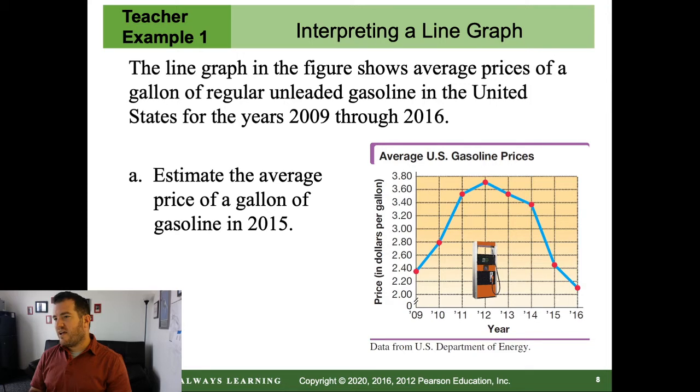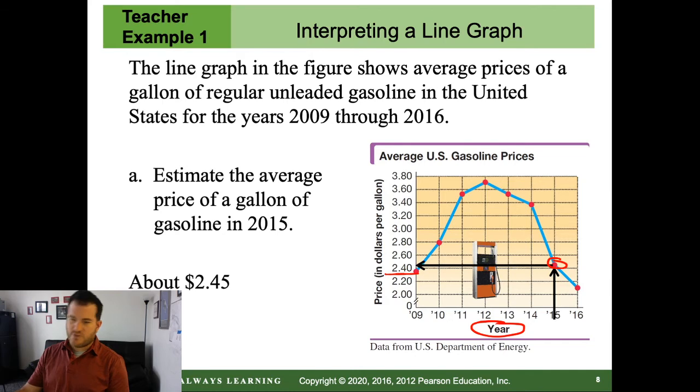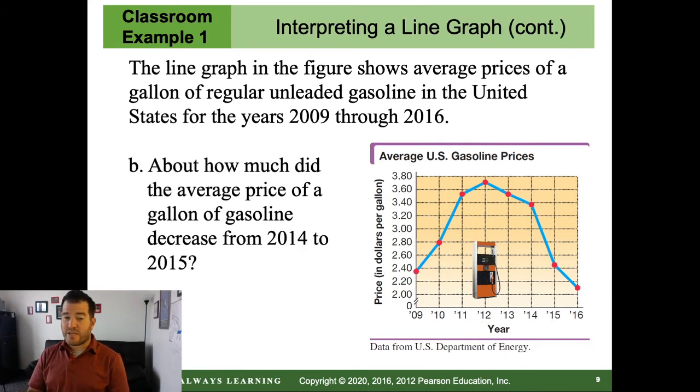So this says, the line graph in the figure shows average prices of a gallon of regular unleaded gasoline in the United States for the years 2009 through 2016. Estimate the average price of a gallon of gas in 2015. So down here is your years. I'm going to go to 2015, come up here, and it's right there. If I go across, it's just a little bit above, so I'm going to say 245. So that's all we're looking for there. Go ahead and take a minute to do this. Now be careful. Read it, take your time, see if you can get it figured out.